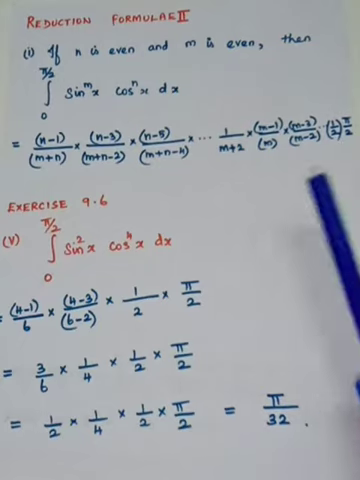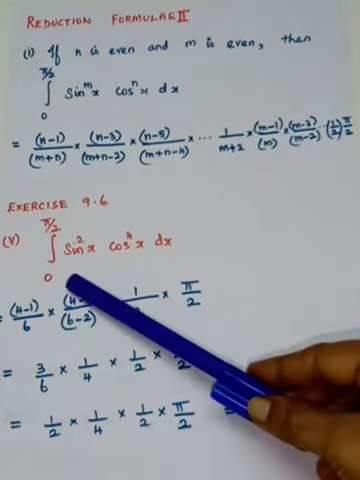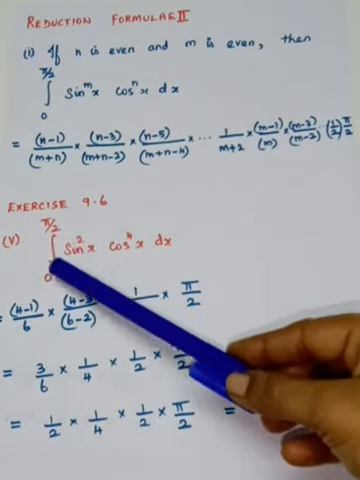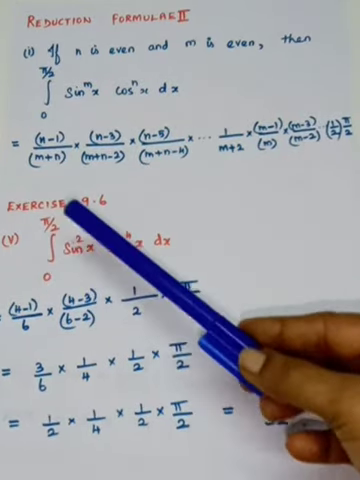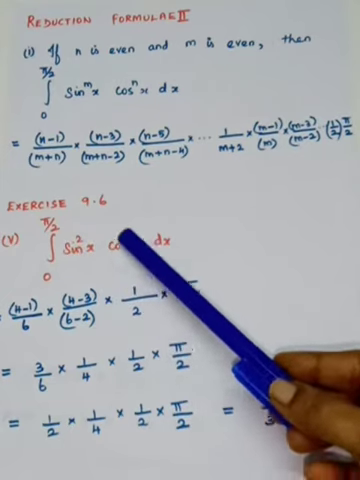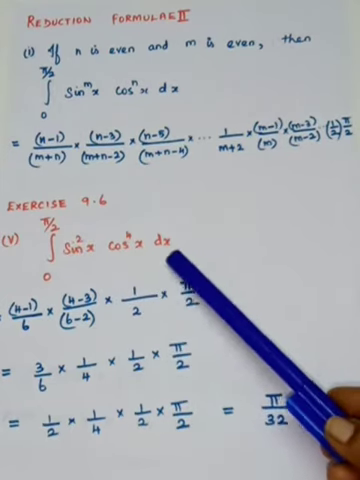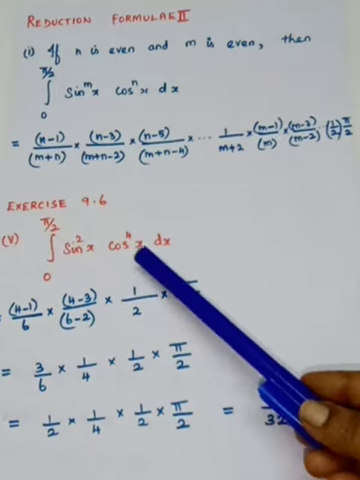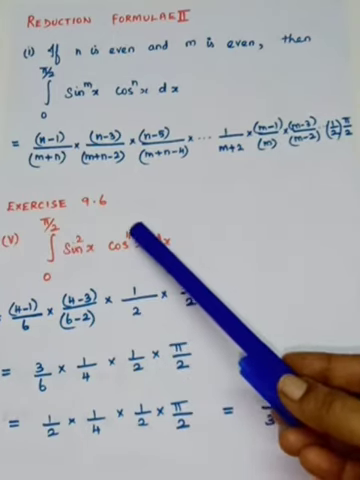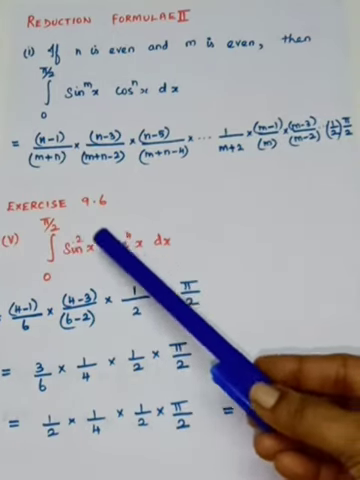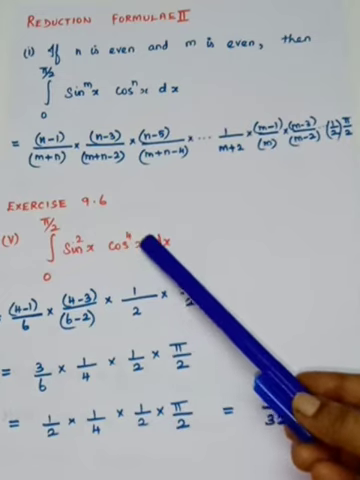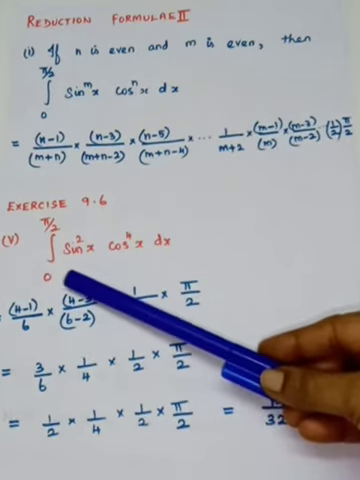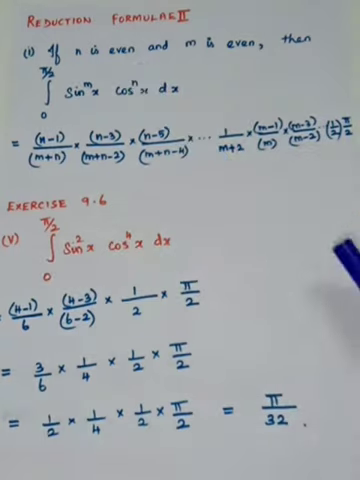See exercise 9.6, the fifth subdivision: the integral from 0 to pi by 2 of sine squared x cos power 4 x dx. Both functions are involved, and you look at the power of both: here it is 2 and here you have 4. The limits vary from 0 to pi by 2. So you are going to use reduction formula 2 for the first time.